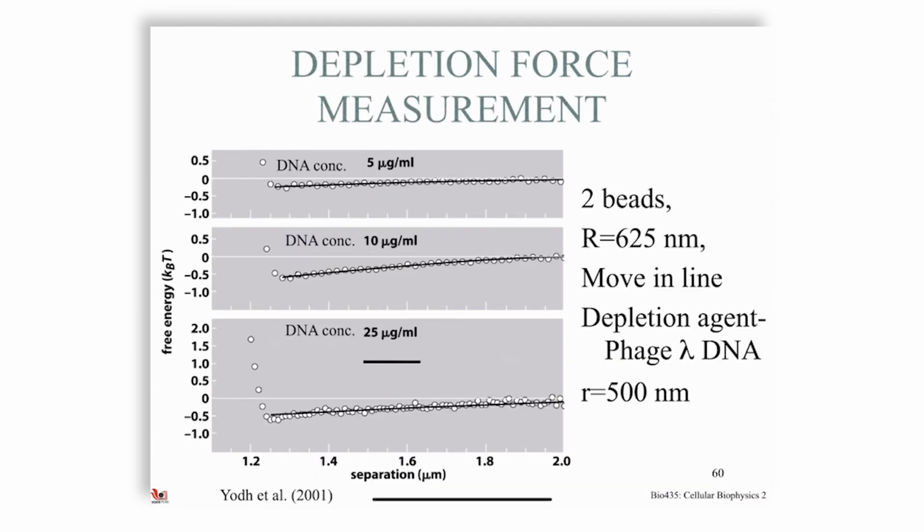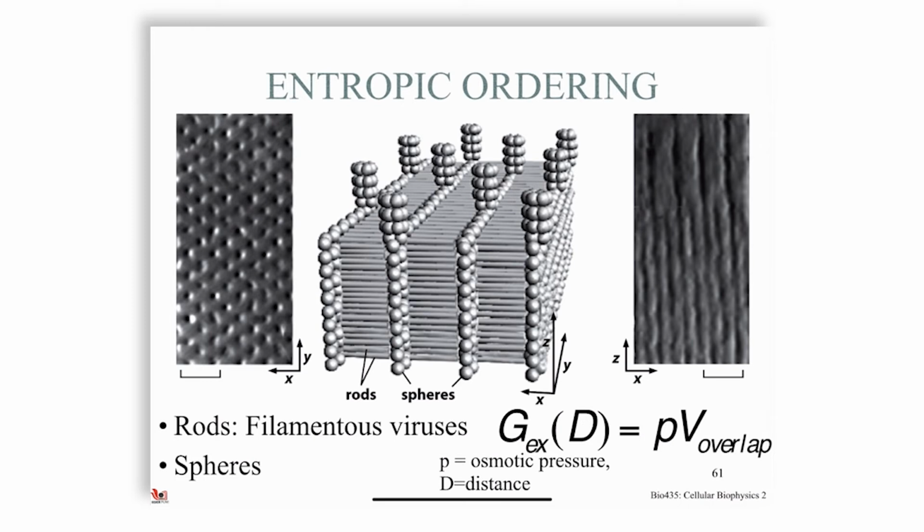So depletion measurements like this were made in experiments to find out whether this is real by calculating the free energy for increasing concentrations of DNA from top to bottom, from 5 micrograms per ml to 25 micrograms per ml, showing that the interaction between two beads results in lower and lower free energies of interaction of the beads. So the beads were the ones that were being measured, DNA was the crowder, and the interaction was followed.